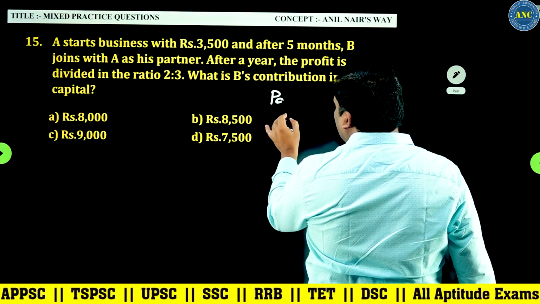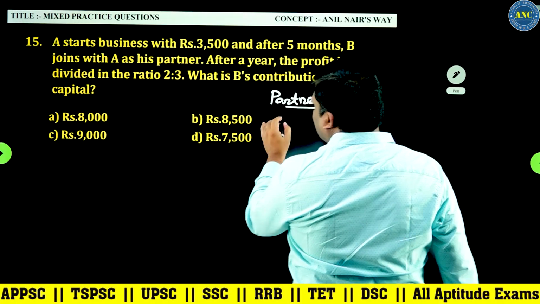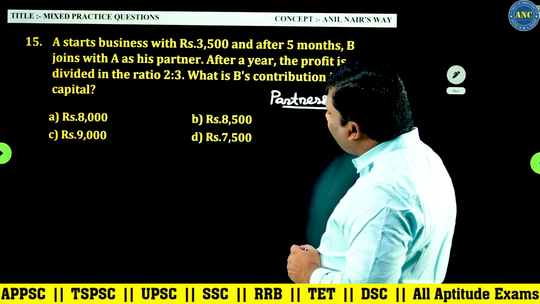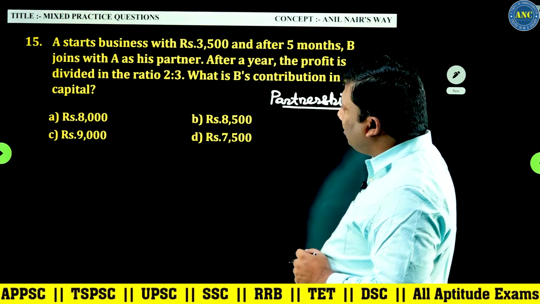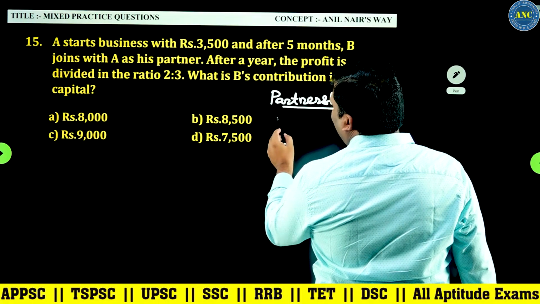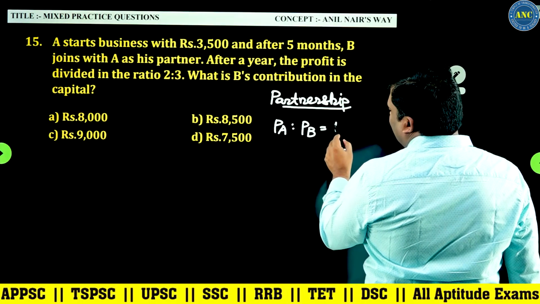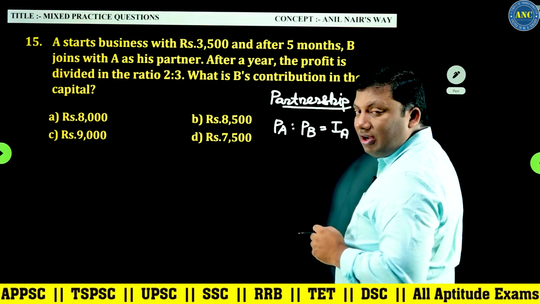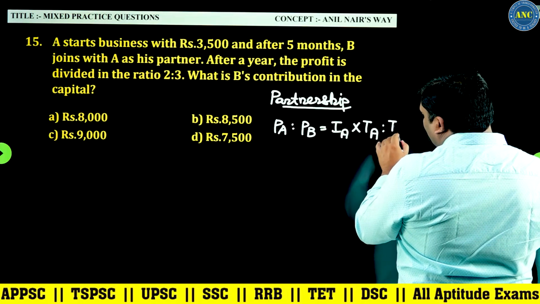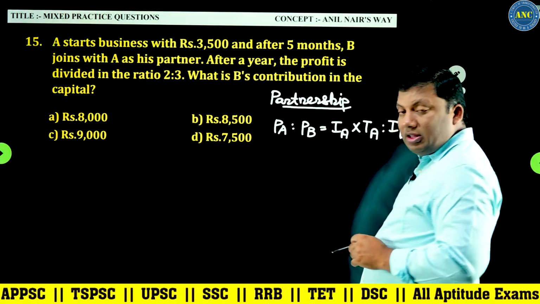Please read the question. Partnership. A started business with 3,500 and after 5 months, B joined with A as his partner. So, what is given? Profit ratio is given by investment into time period ratio. Profit of A is investment of A into time period of A is to investment of B into time period of B. This is clear?